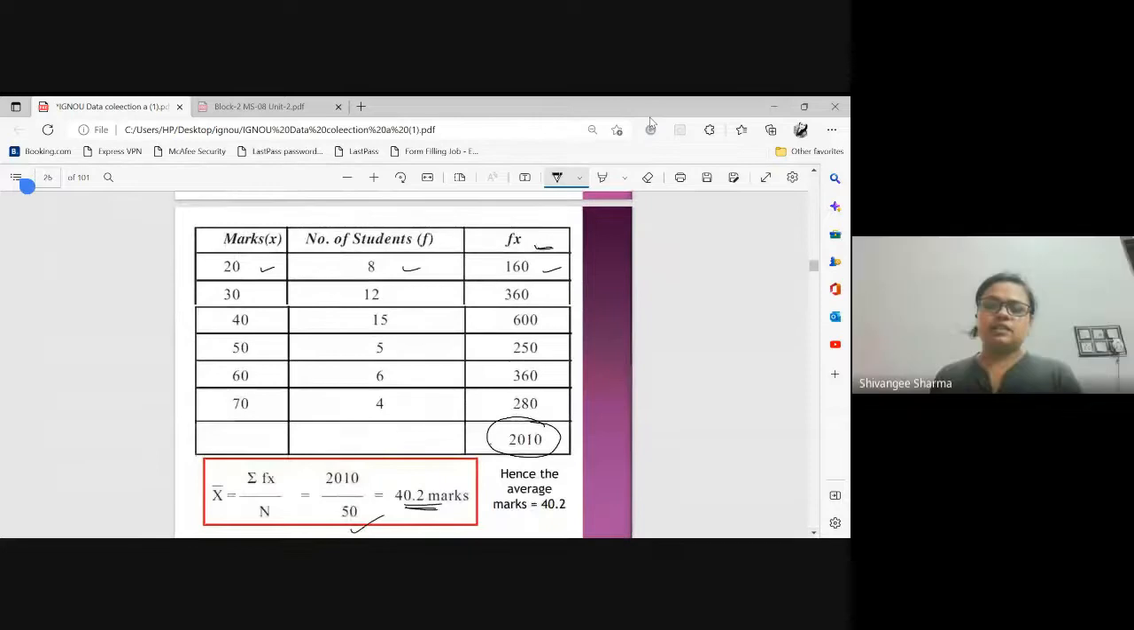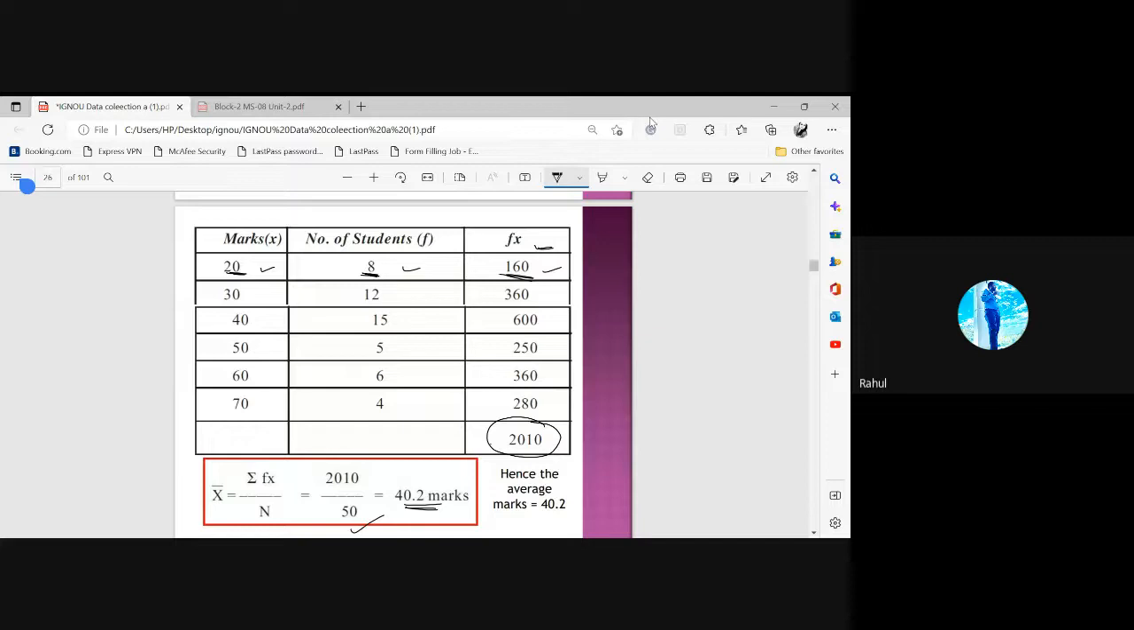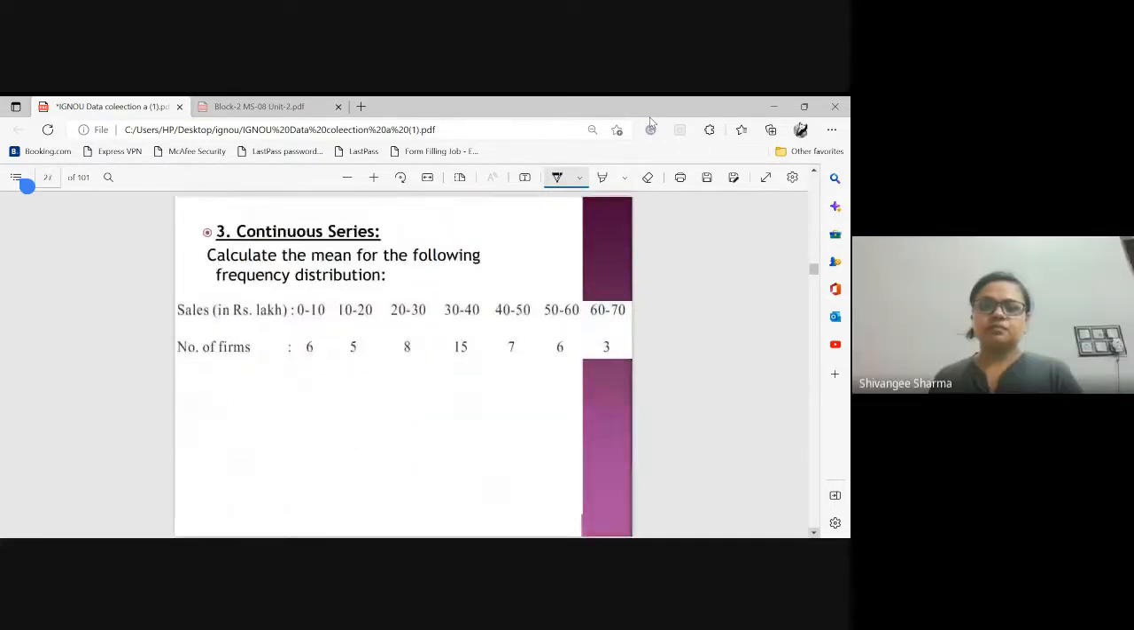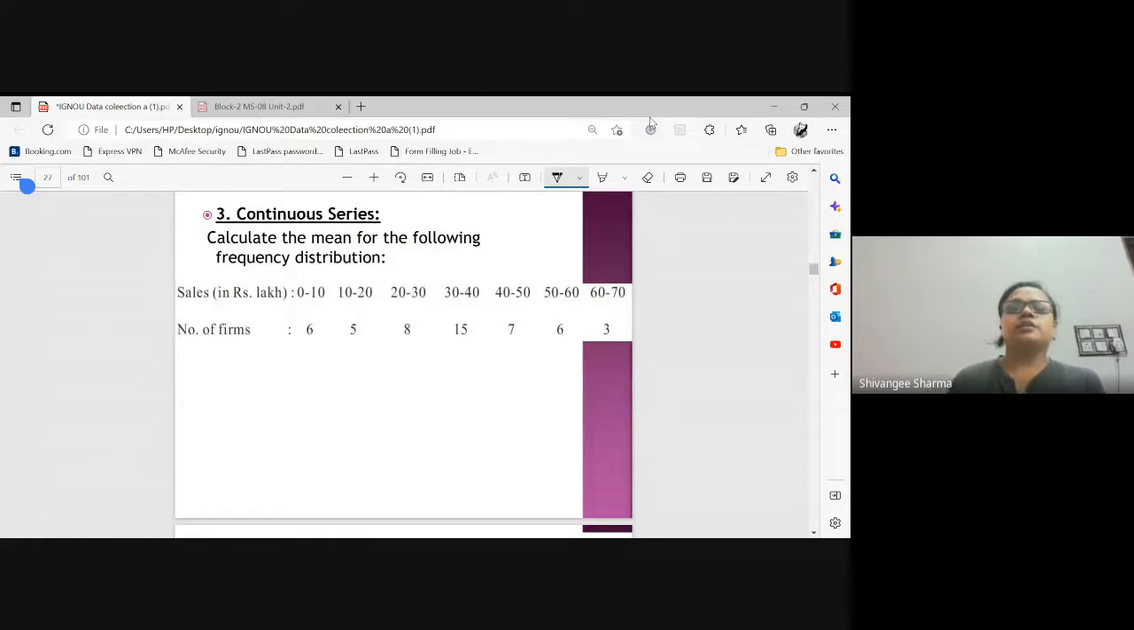Like this it is written: f is the number of students, then you multiply it with 20, then it is 160, and so on, and finally you add it. Okay. Clear, ma'am. Okay. Now comes the continuous series. So this is the example of continuous series.